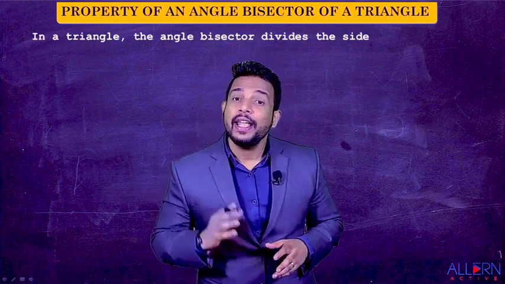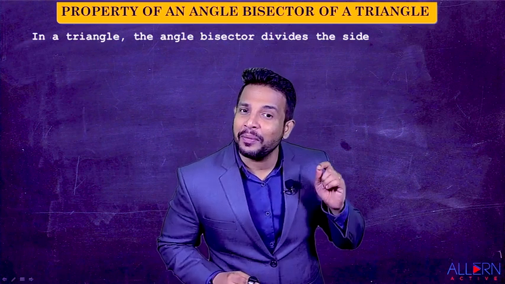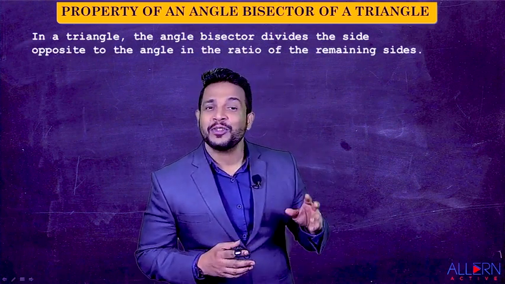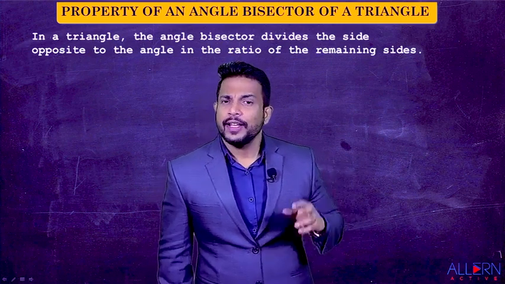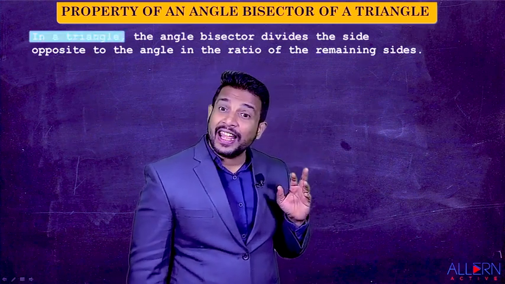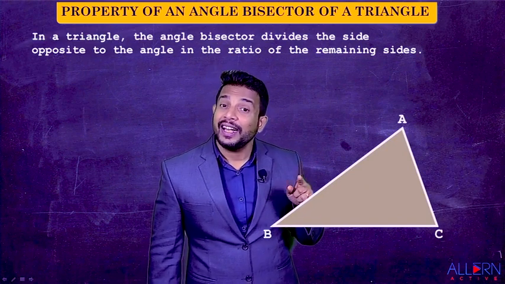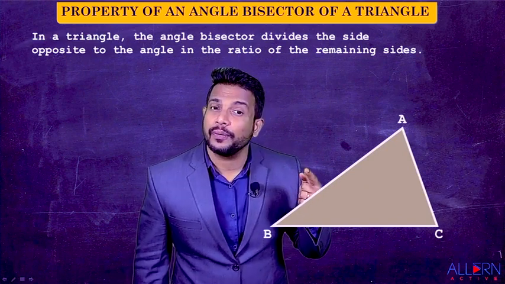The statement says that in a triangle, the angle bisector divides the side opposite to the angle in the ratio of the remaining sides. Right? Let's understand. It said in a triangle. So first understand, we have a triangle here, that is triangle ABC. In a triangle, the angle bisector.